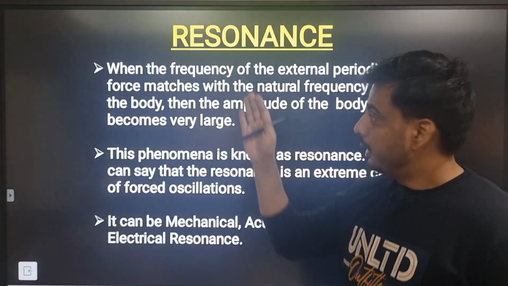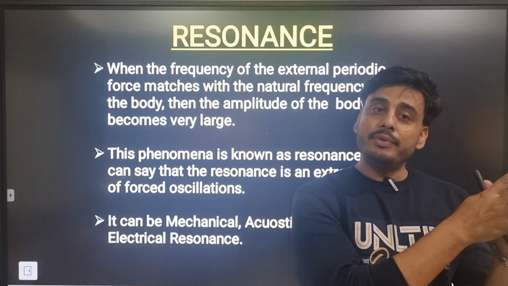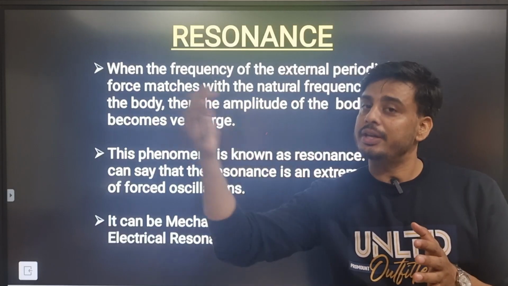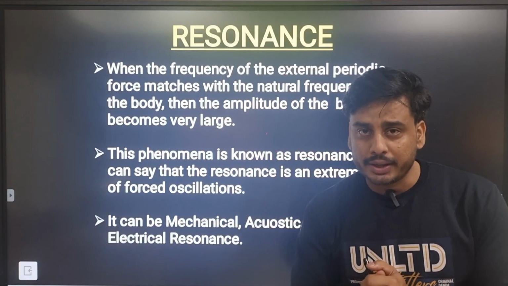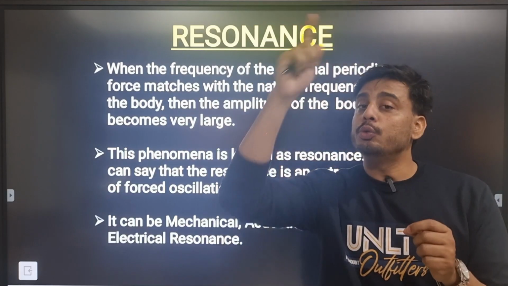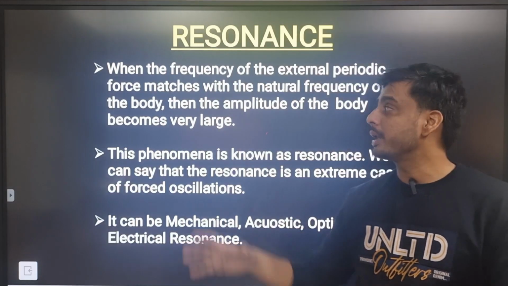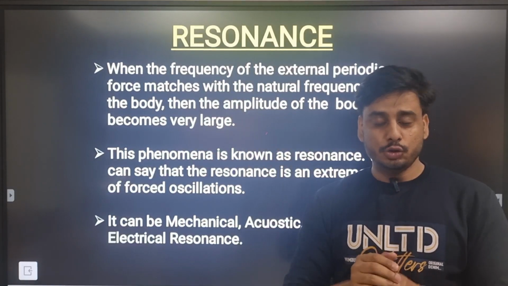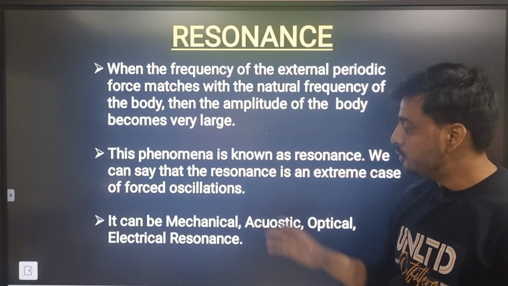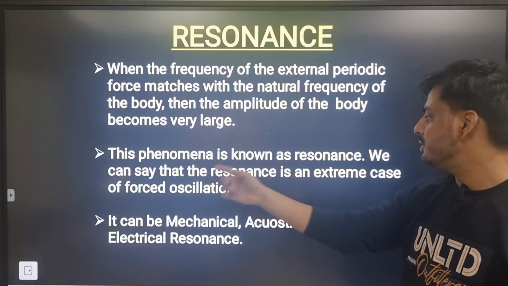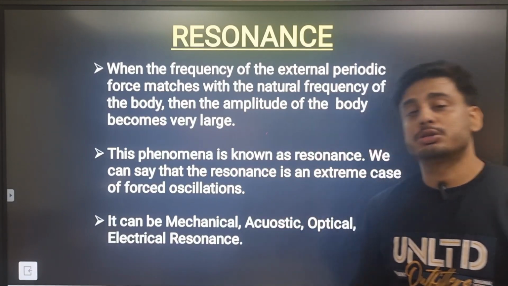So here you can see the definition of resonance is written. Resonance is when the external frequency, that is the frequency of the external periodic force, which is also said to be the driving frequency, matches the natural frequency of the body. At that condition, the amplitude will be maximum. This maximum amplitude condition in the forced vibration case is said to be resonance. So it is a special case of forced vibration, where we get maximum amplitude. This is nothing but the extreme case or a special type of forced vibration.